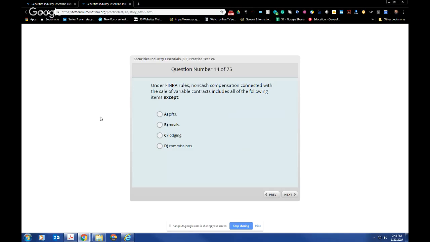Under FINRA rules, non-cash compensation connected with the sale of variable contracts includes all the following items except. I screwed this up the first time and I was so mad. So I looked, they're saying non-cash compensation except. So gifts, not cash. Meals, not cash. Food, I'm happy. You guys don't want to pay me in food. Lodging, you give me a place to stay, I'm happy too. So commissions are paid in cash. So that's going to be the answer. That's a cash compensation.